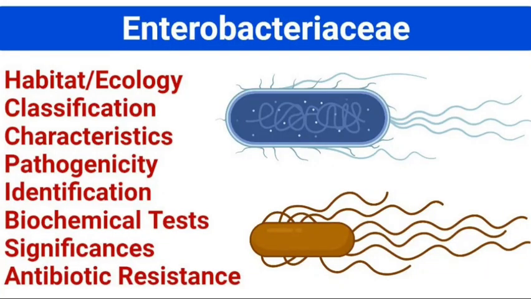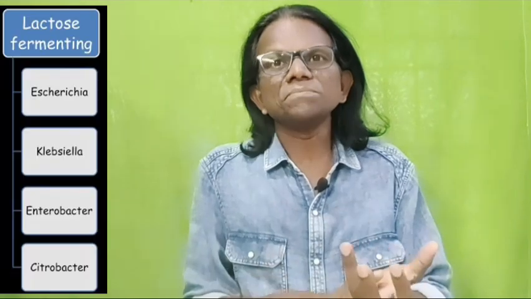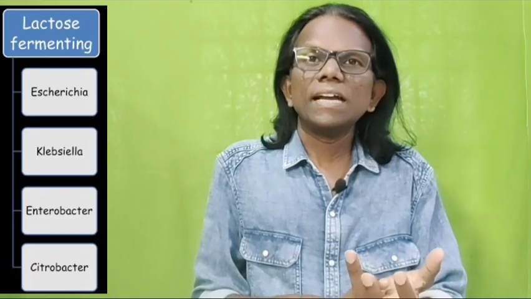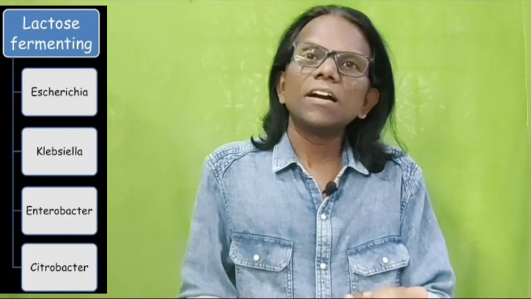Now let us know about the classification of coliform bacteria. Domain Bacteria, phylum Proteobacteria, class Gamma Proteobacteria, order Enterobacterales, family Enterobacteriaceae, coliforms. The coliforms are again divided into four genera. The first one is Citrobacter, the second is Enterobacter, the third is Klebsiella, and the fourth is Escherichia. Let us go into details.